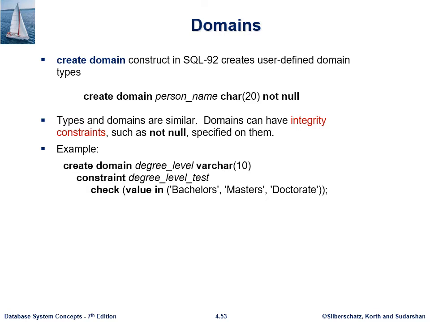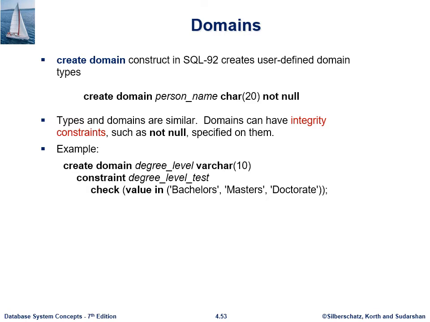And then we have a constraint. This is a keyword. For this domain, we add a constraint, constraint degree level test. This one is not a must. We add it because, for example, if we have a violation, we can notify the system what type of violation it is.